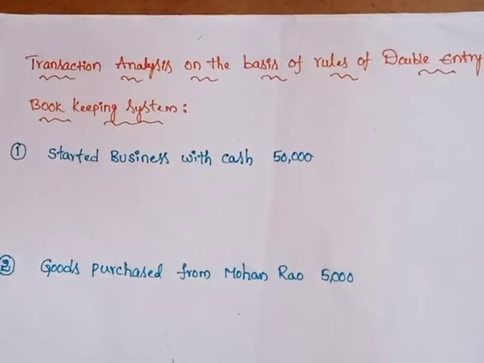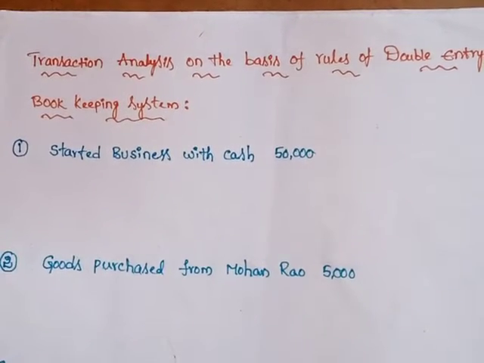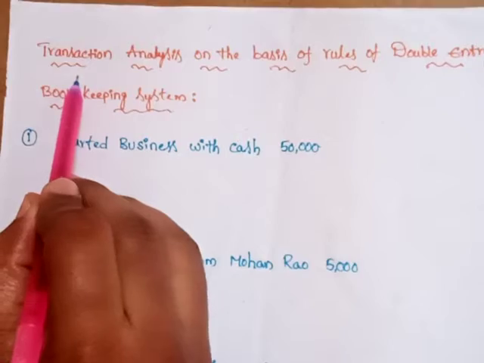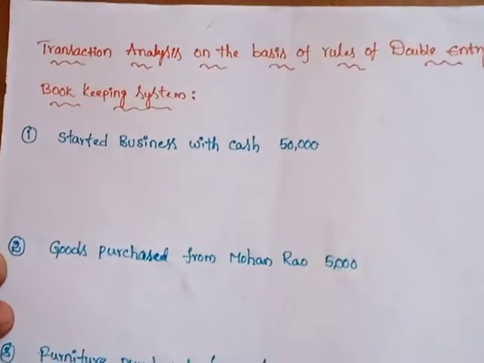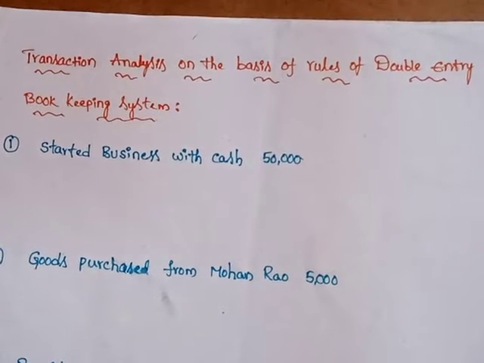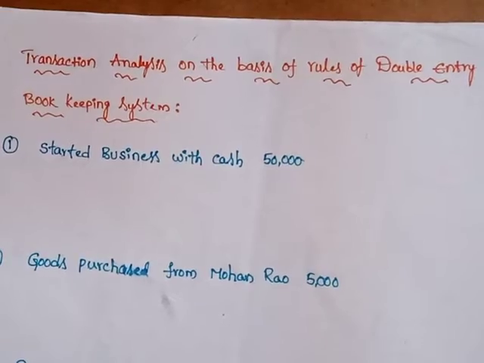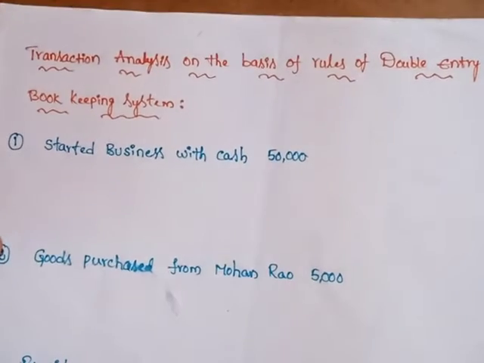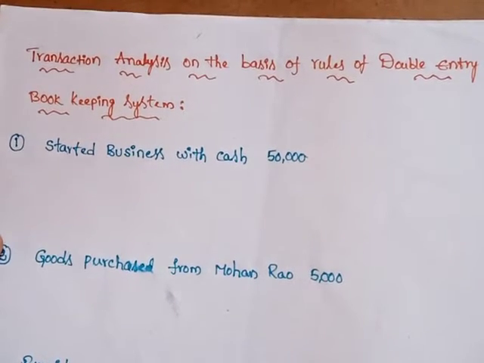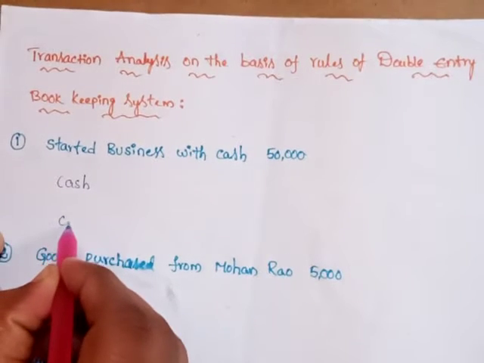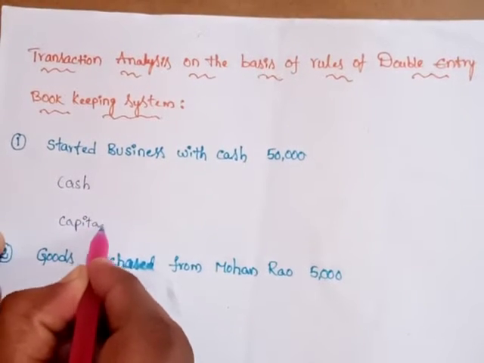Now we are going to discuss transaction analysis on the basis of the rules of the double entry bookkeeping system. Every transaction has two aspects. The first transaction is: started business with cash. This transaction involved two aspects. One is cash, the second one is capital.